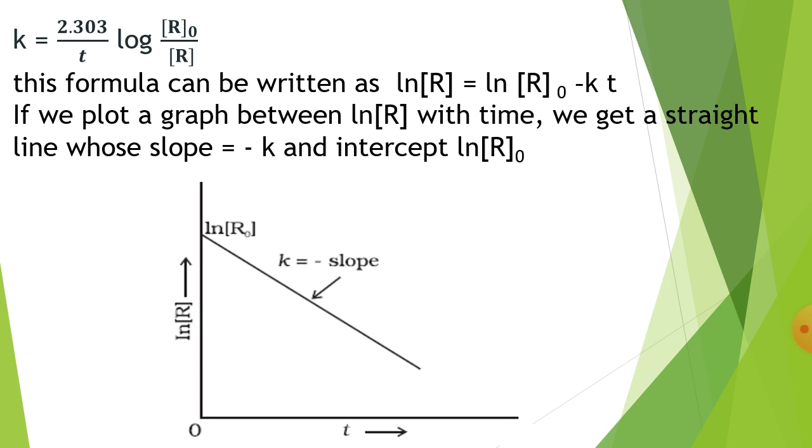That's why the graph goes in a downward direction. Due to the intercept, the graph does not pass through the origin. That's why we can draw the graph between ln R versus t like this. So this graph is also important from the examination point of view.